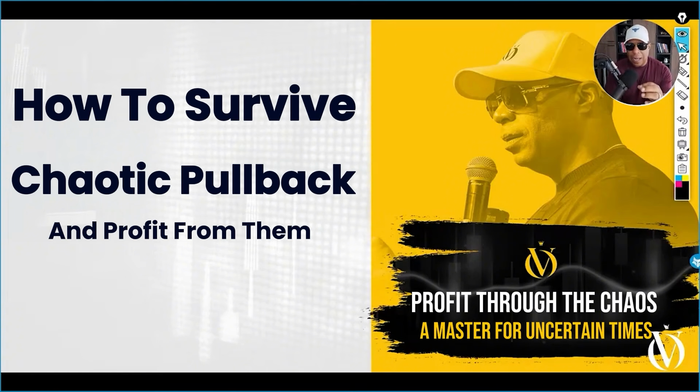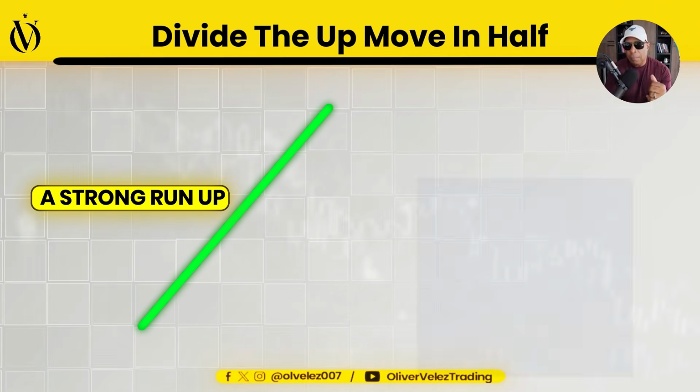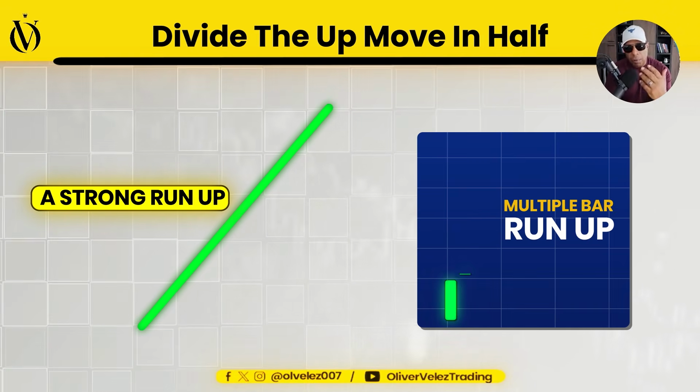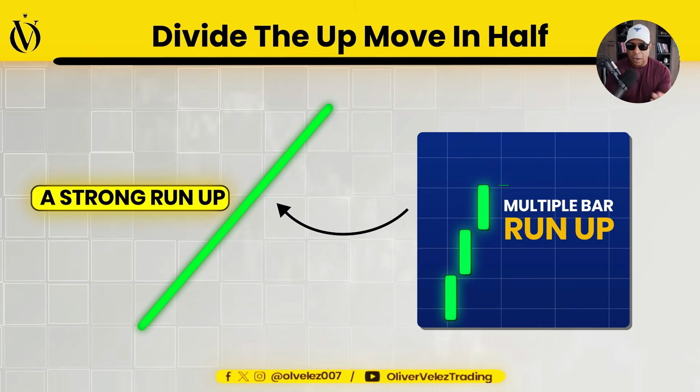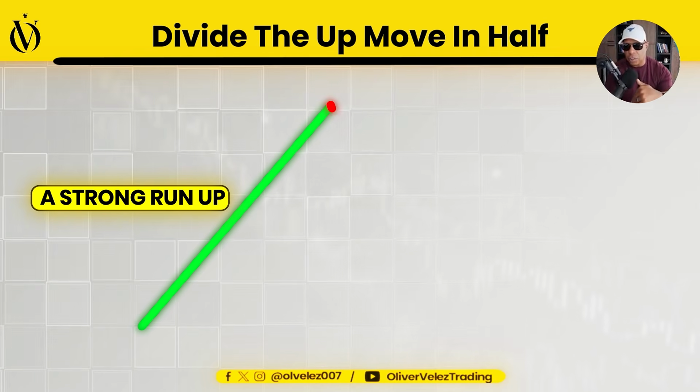I use this concept, I call it halves and thirds. So what I'm diagramming here is a strong run up in the stock. Now, that's not one bar. That's a multiple bar run to the upside in your stock or your underlying item, right? And I want you to note that it tops and it starts to pull back.